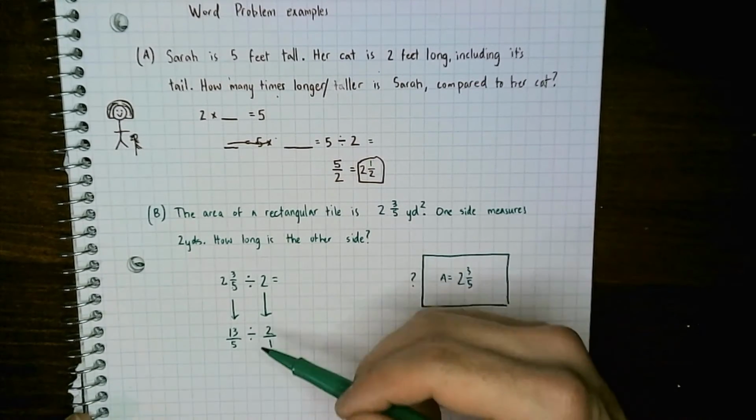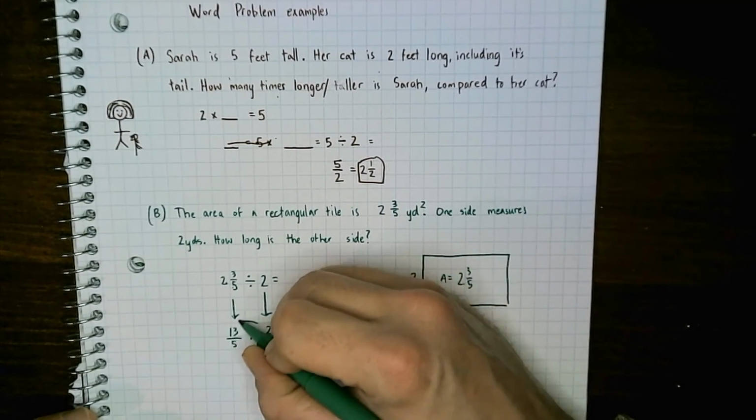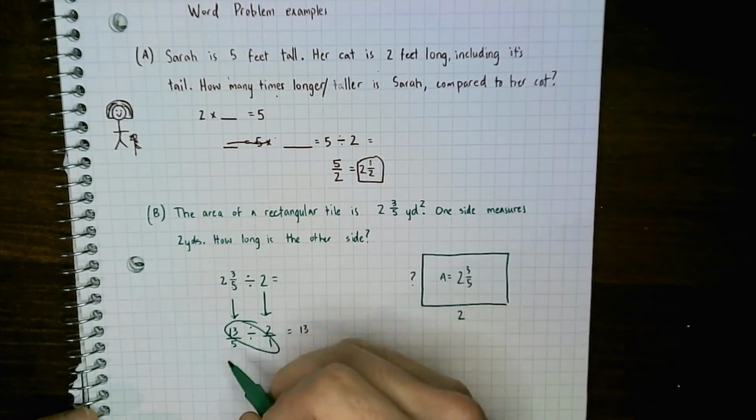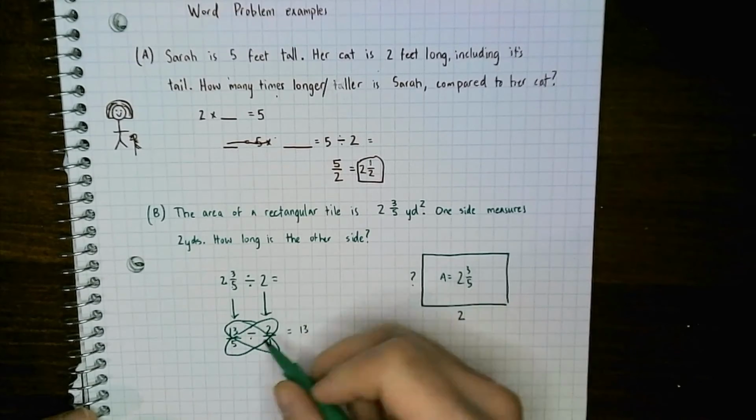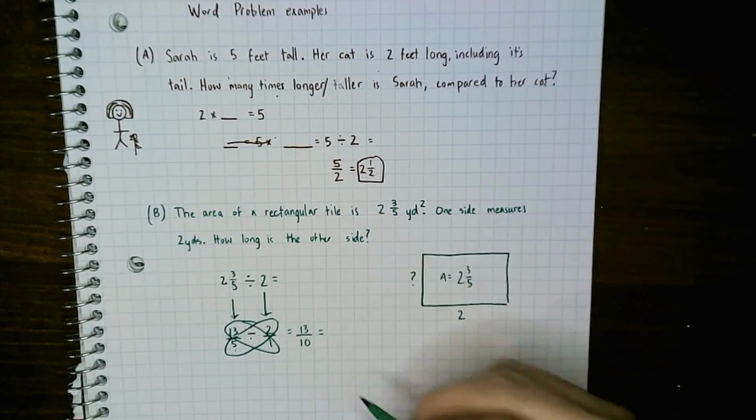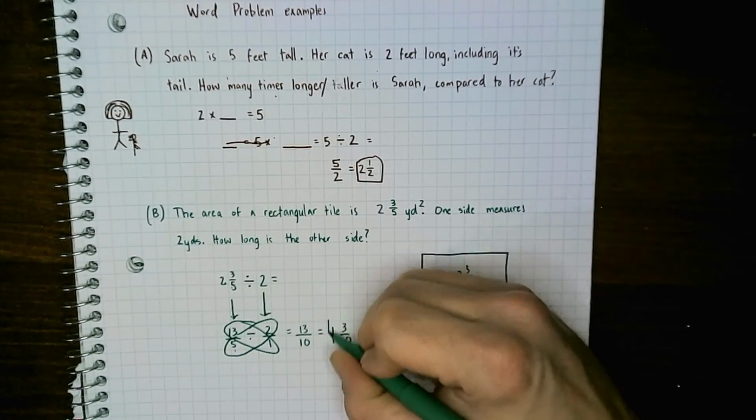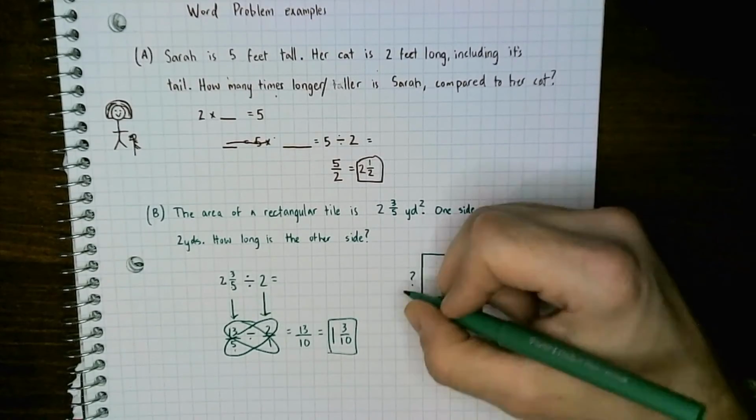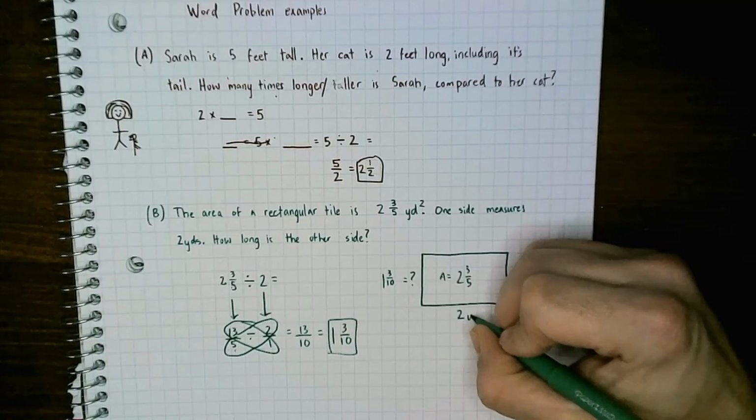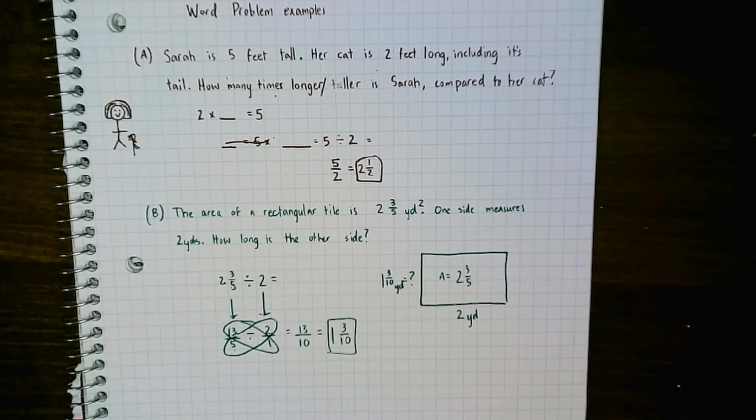Now I can do my butterfly method or my multiplying by the reciprocal. I'm going to go with this method. So I'm going to get a fraction of 13 on top. 5 times 2 is 10. And here I need to simplify it. 1 3/10 is what I'm left with. And that's my answer. That's my unknown. 1 3/10. And I suppose these would be yards. Don't forget your units.